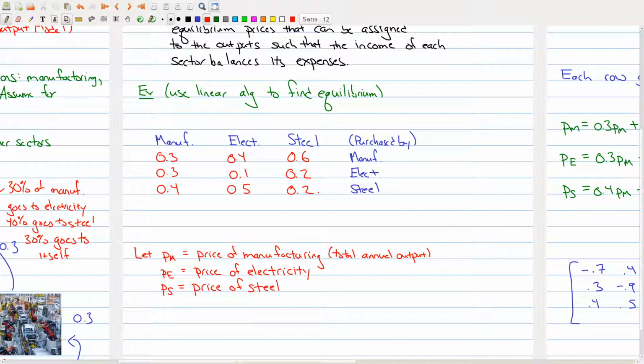So already we're starting to see that linear algebra may come into play because it looks like we have some sort of matrix here. But in order to make this a linear algebra problem, we need some variables, and that's what I have down here. We're going to let PM be the price of manufacturing. So that's how much manufacturing should set its total output to. So how much should it charge for its total output? Electricity, the same thing. PE will be the price of electricity, and PS will be the price of steel. So we're interested in knowing what are the values of PM, PE, and PS so that we get a balance or an equilibrium between the three sectors.